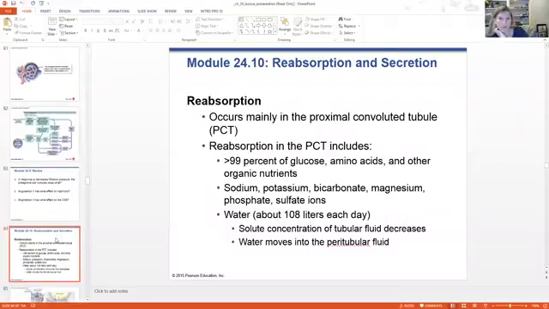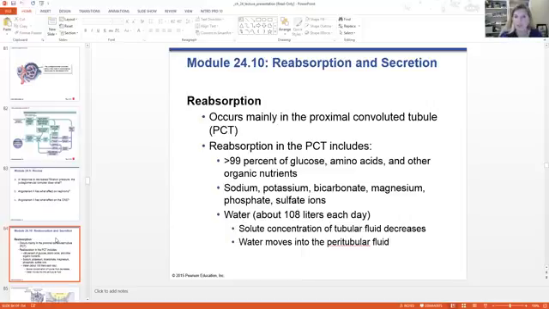Let's talk about the reabsorption process. So remember, there's three things that are happening in the kidneys. Filtration, which we just talked about, reabsorption, we're going to talk about now, and secretion. So with reabsorption, as I mentioned before, the majority of this is happening in the PCT, right? Remember, that glomerulus is filtering out a lot of stuff. 99% of it's coming right back in.